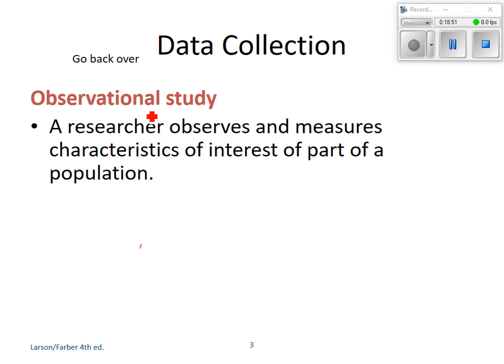So an observational study. In an observational study, a researcher observes and measures characteristics of interest for whatever it is. There was a famous woman that went out and lived with the apes for a while. I can't remember her name now. Some of you might know her. It's been a few years now. I think after a while, she actually got killed by the apes or something. She went back a second time or a third time, but she was real famous. She went out and lived with the apes and just observed them. That's an observational study.